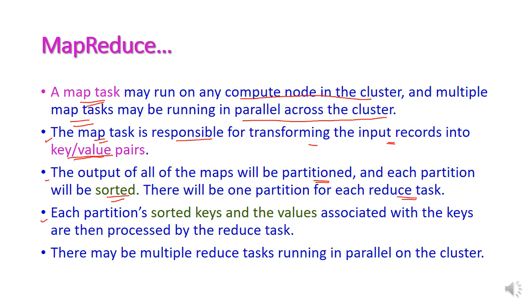This sorted data will be given to the reduce task, and each partition has sorted keys and the values, that is the key value pairs associated with those keys, which are then processed by the reduce task. That is, multiple reduce tasks may be running in parallel on the cluster. So in a cluster we are having many map tasks and many reduce tasks, and those will be running simultaneously.